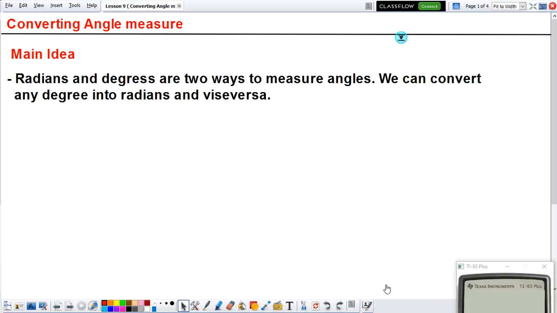Today, we will talk about how we convert angle measures. Now, you need to know that there are two ways to represent angles. The first way is the way that you're more familiar with, which is in degrees. But know that in trig, you're going to be seeing another type of measurement. That measurement is called a radian. We use these two types of measurements to measure angles.